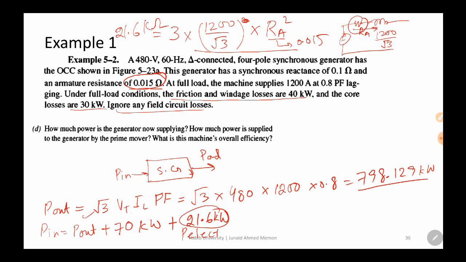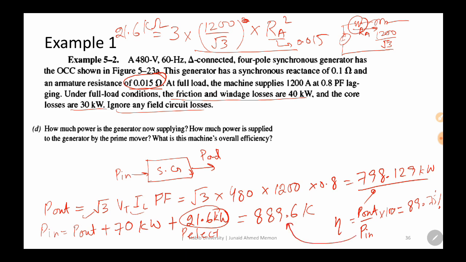So now we have all these things available. If we sum these all up, we'll get 889.6 kilowatts. So that is our P input. Now we can easily calculate the efficiency, which is P output divided by P input times 100. If you substitute these values, you'll get 89.75%. So that's the efficiency of the synchronous generator.